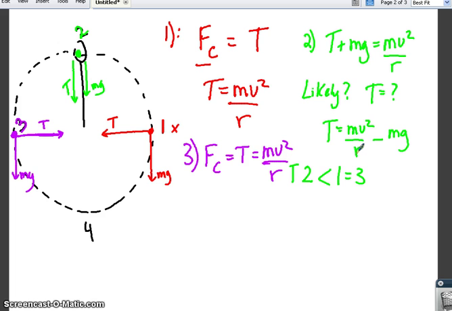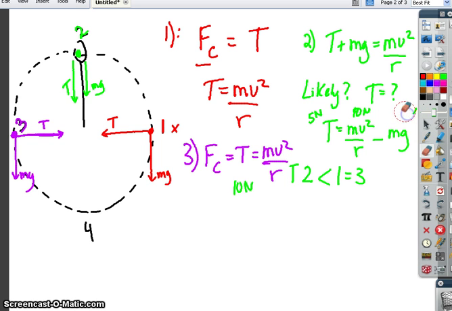For example, let's say the tension at point 1 was just 10 newtons, and 10 newtons here. If 10 newtons is required to make this go centripetally, and gravity is 5 newtons, that means tension is only going to be 5 newtons, because the centripetal force is going to be 10. So at point 2, there's going to be less tension because gravity is helping it. I hope you can see the logic in that.